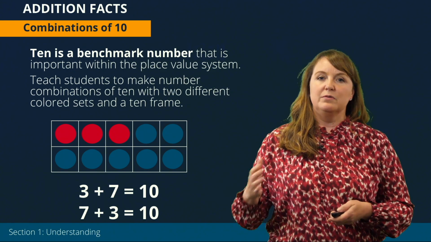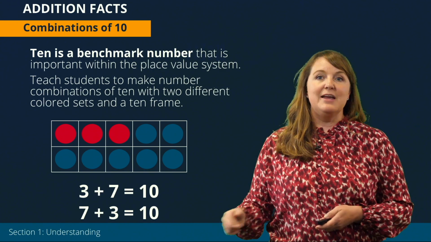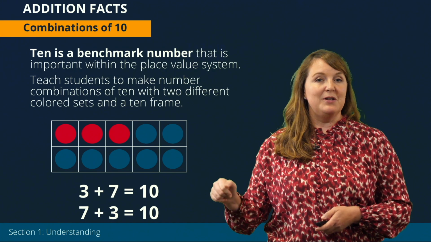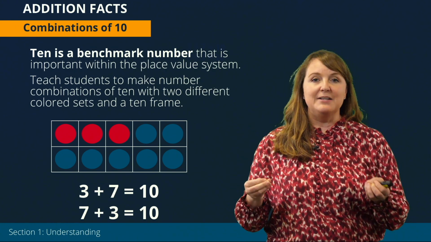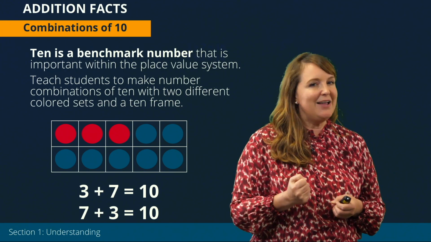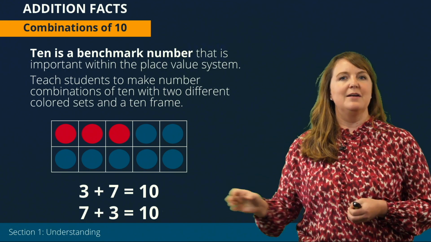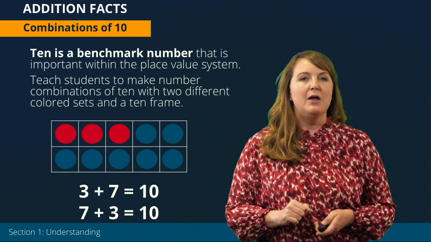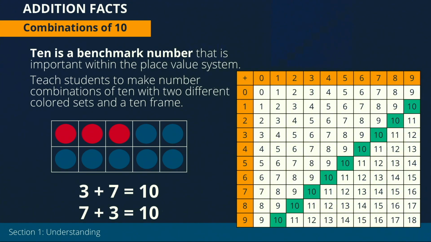Here I can show 3 plus 7 equals 10 and 7 plus 3 equals 10. What's going on here? Well, that's the commutative property of addition, where the order of the addends doesn't matter. You may not use that language with your students early on, but you're starting to emphasize those concepts in a really important way. So what are some of the facts that can be answered when we think about all of the combinations of 10? Well, here you see this diagonal, and those would be some of the facts that students would be working on as they are adding to 10.